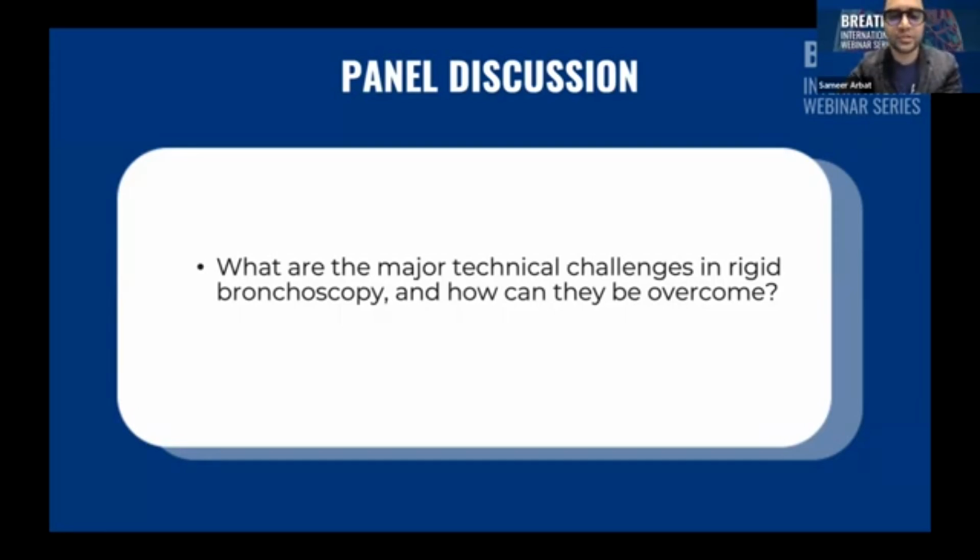So I would concise it by saying that patient positioning and inserting the rigid bronchoscope are major areas, and then it moves on to ventilation, where you need the right team, the right support from your anesthesia to ventilate a patient who's on rigid bronchoscope.